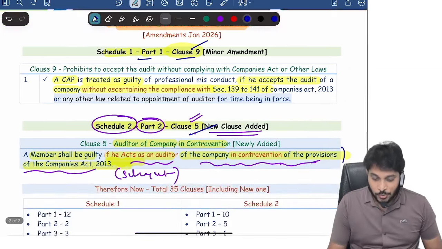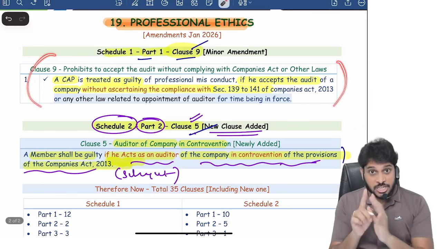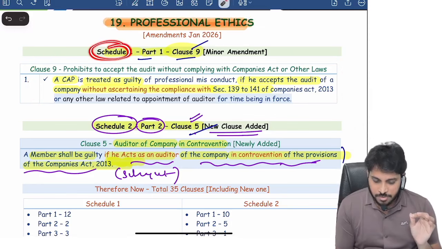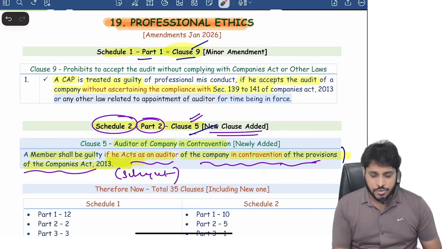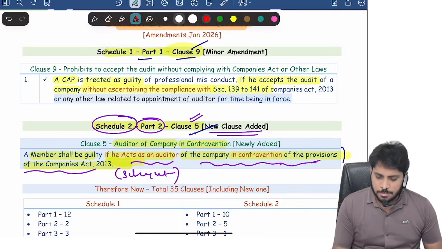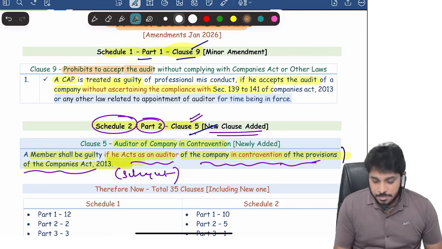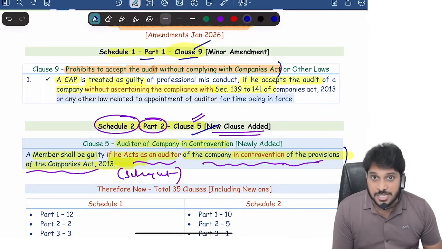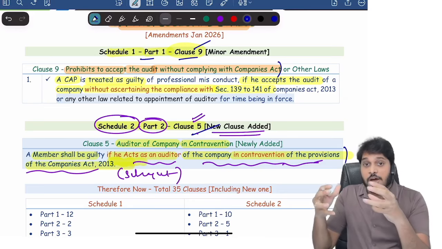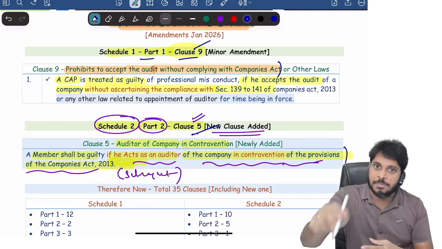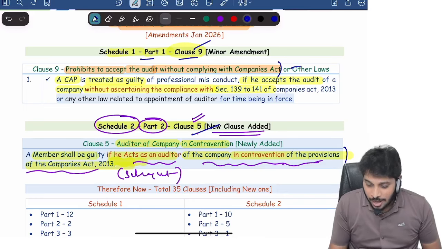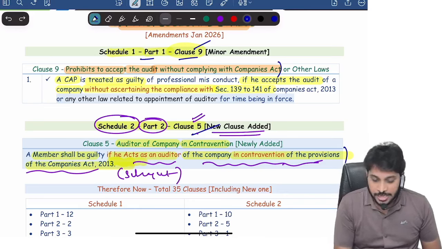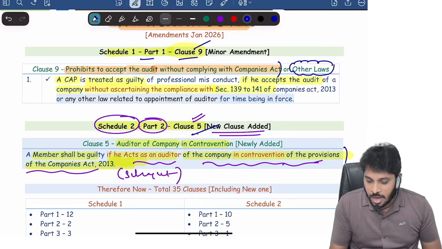Fine. Now, one more amendment related to Schedule 1, Part 1, Clause 9. If you remember, clause number 9 deals with what? It prohibits accepting the audit without complying with the Companies Act. Earlier it was only up to the Companies Act, right? The clause scope was narrow, limited to the Companies Act only. But now you need to check other laws also. Right now you are supposed to check even other laws.